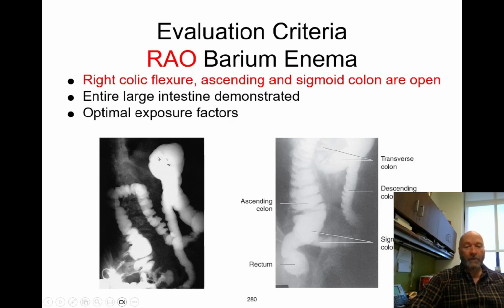And whoever, he or she, included the entire splenic flexure. Wasn't absolutely necessary. It probably could have been positioned at the iliac crest and gotten the right colic flexure, the hepatic flexure. If they had not, though, then this would be a repeat.